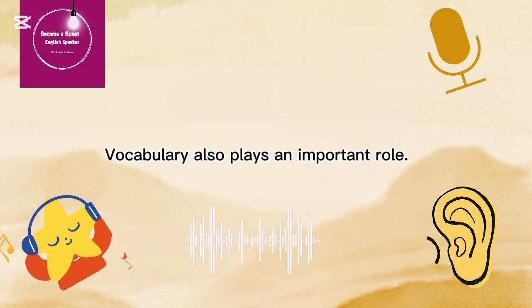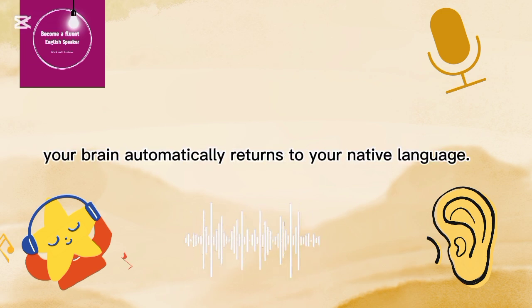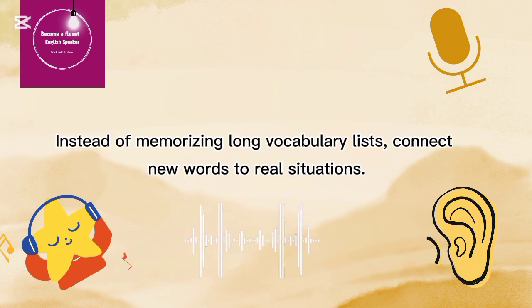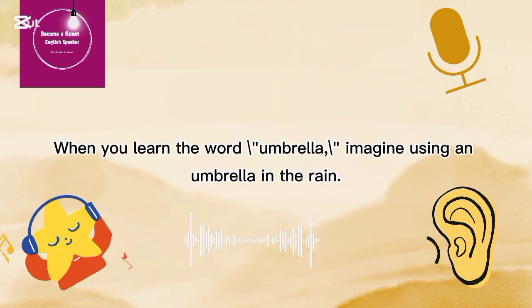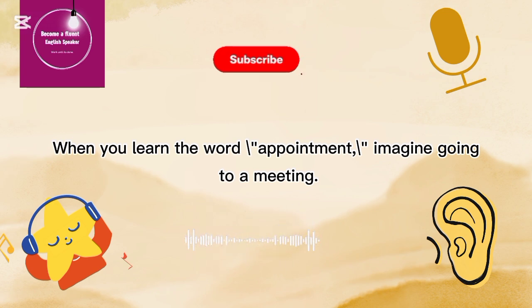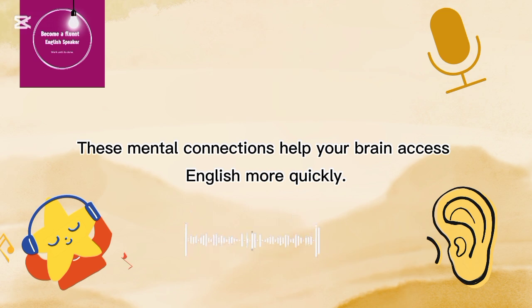Vocabulary also plays an important role. If you don't know the English word for something, your brain automatically returns to your native language. That's why it's helpful to learn vocabulary in context. Instead of memorizing long vocabulary lists, connect new words to real situations. When you learn the word umbrella, imagine using an umbrella in the rain. When you learn the word appointment, imagine going to a meeting. These mental connections help your brain access English more quickly.